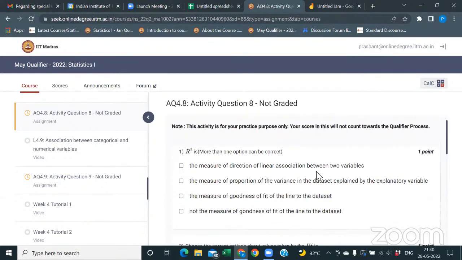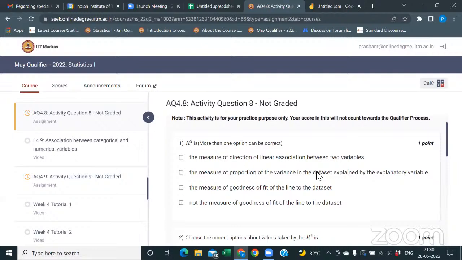In the first one, it is asking about the definition of R square. R square is the measure of proportion, and it also measures the goodness of fit of the data. If you know the proportion of the variability in your data set, then you know how much goodness of fit there is. You know the variability, then you will know the goodness of fit. Yes, now I get it a little bit.